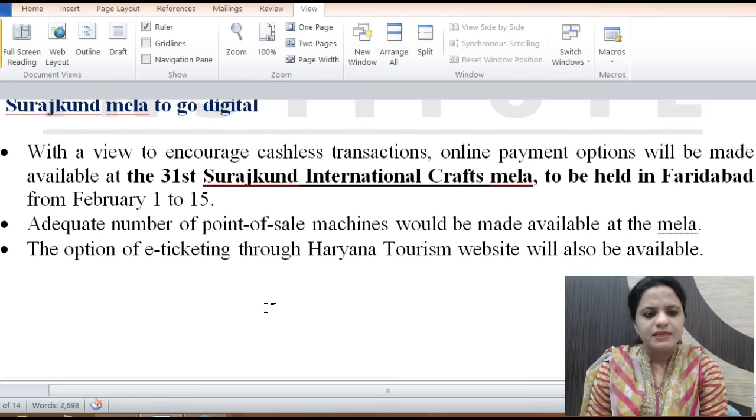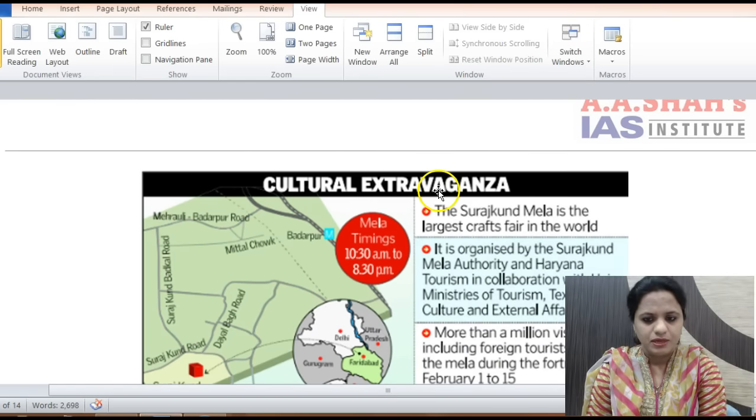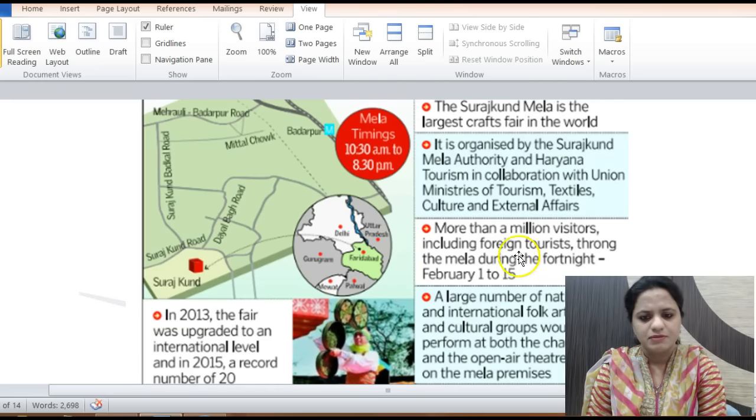Then the next news item is Surajkund Mela to go digital. This is the 31st Surajkund International Crafts Mela, to be held in Faridabad in Haryana. The Haryana Tourism Ministry is working towards digitization so that payments are facilitated. Digital payments means POS, point of sale, terminals would be made available, and even e-tickets can be booked. Surajkund Mela is said to be the largest crafts fair in the world. It takes place annually under Haryana Tourism, along with the Union Ministries of Tourism, Textiles, Culture and External Affairs. Millions of visitors, including foreign visitors, come for this Mela. It will be held for 15 days, from Feb 1 to 15.